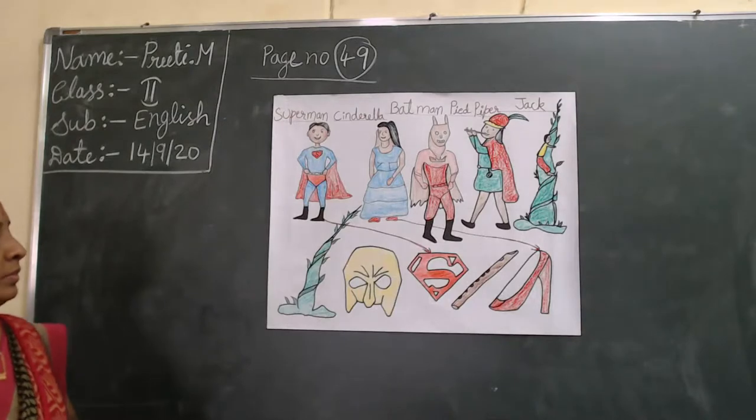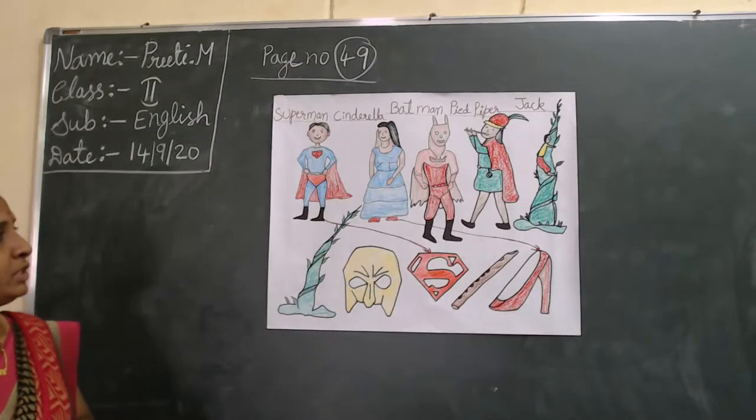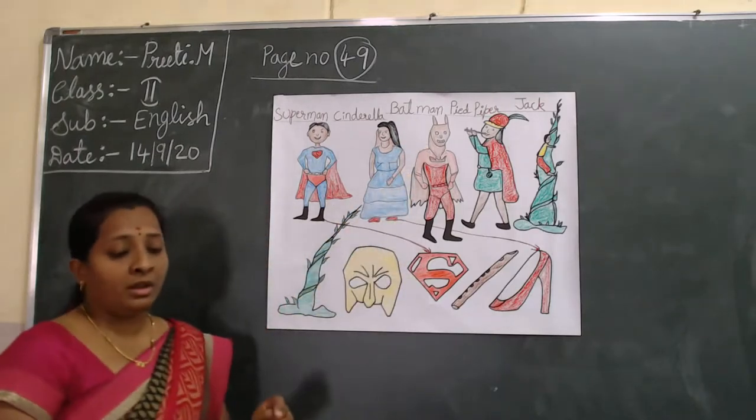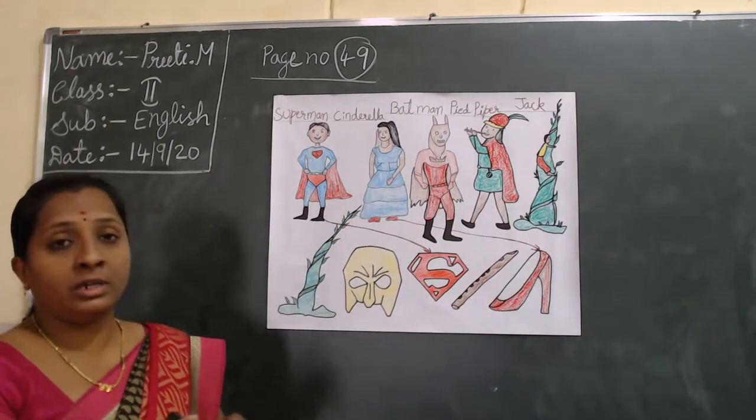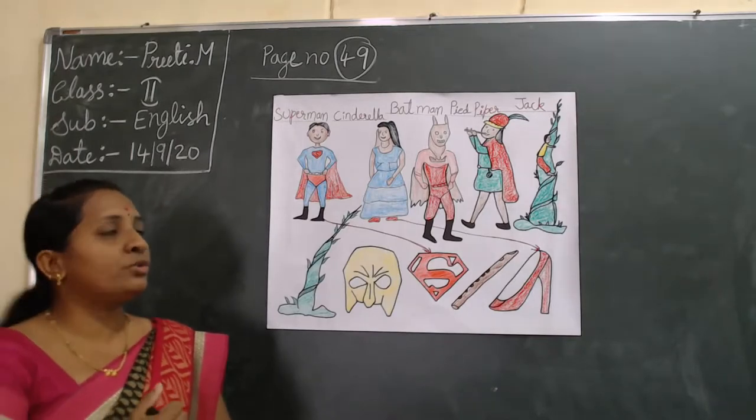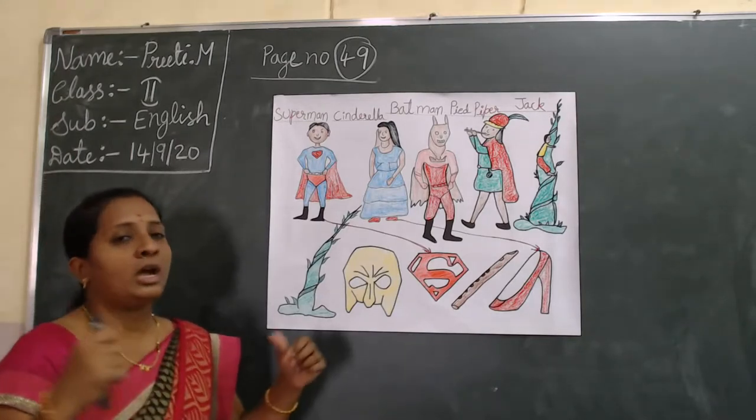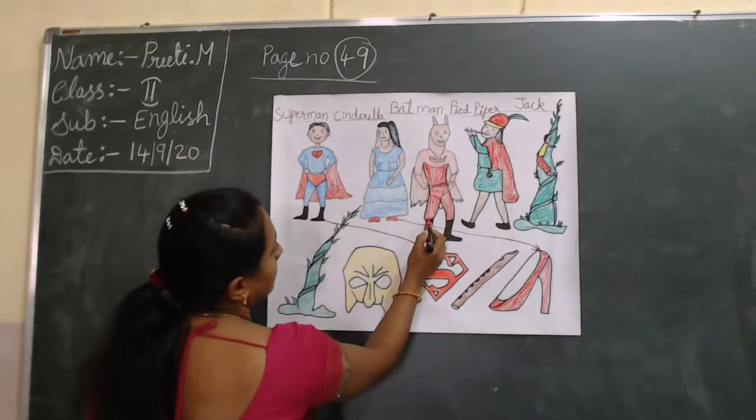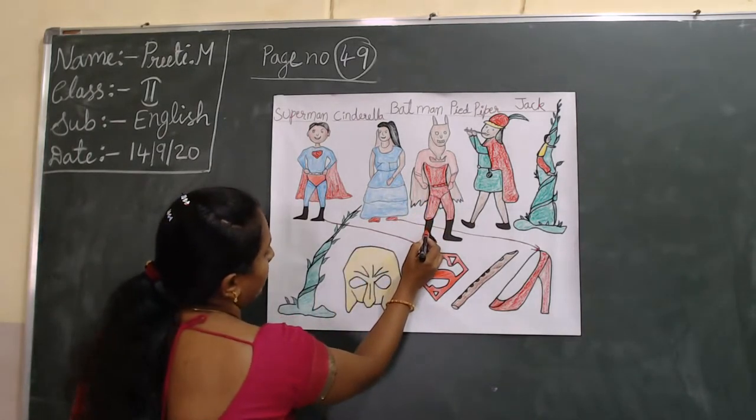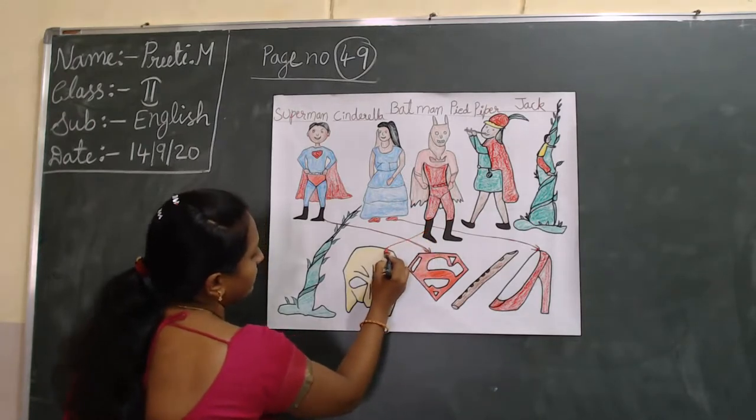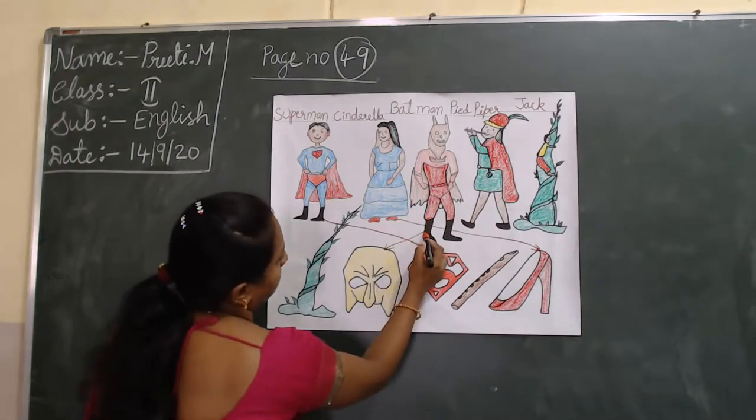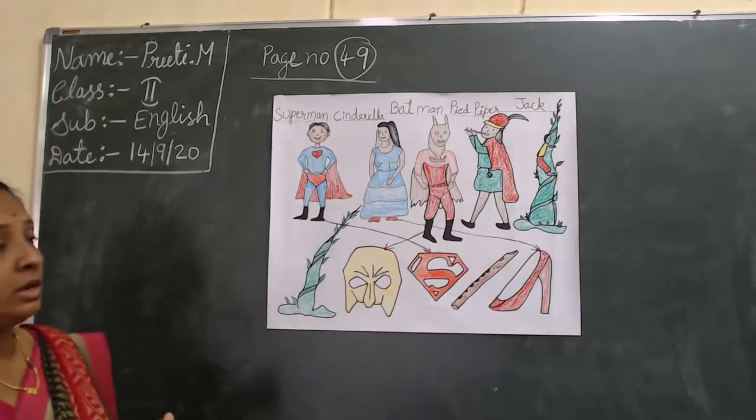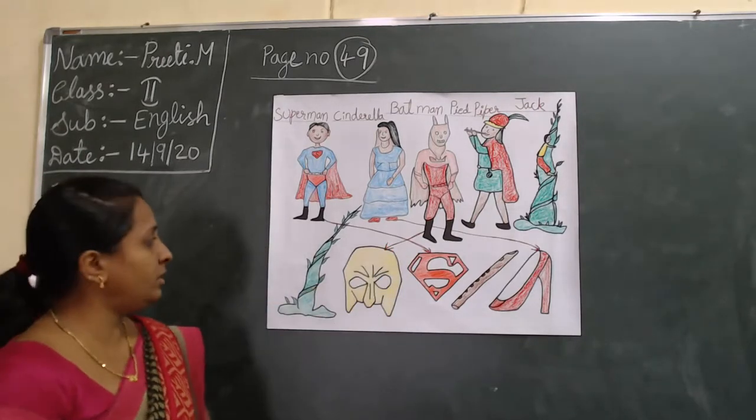Okay. Now, the third picture we see is Batman. I told you how Batman looks. Batman is wearing a mask and he is also having a cape on his back. This is Batman's mask. He is always having a mask on his face. What is Batman having on his face? Mask. Okay. Match it with the mask.